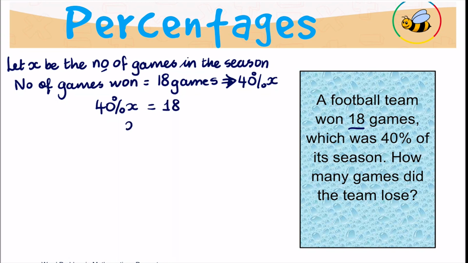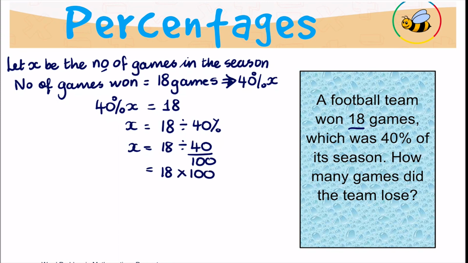Therefore, X will be 18 divided by 40%. X will be 18 divided by 40 over 100, which means it is 18 times 100 divided by 40. So essentially, 40, we can take out the zeros. 2 will go in here 2 times. 2 will go in here 5 times. 2 will go in here once and in here 9 times. And X is actually 45 games.